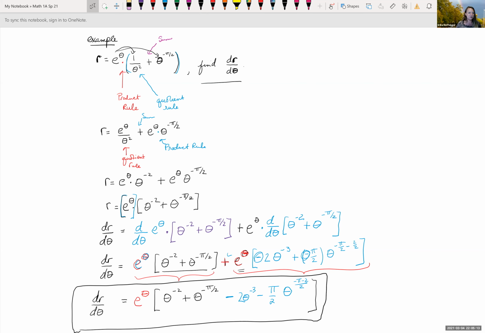Definitely want to try to get as simplified as possible. But read the directions and they hopefully will tell you, don't have any negative exponents in there. Then I would have changed that.